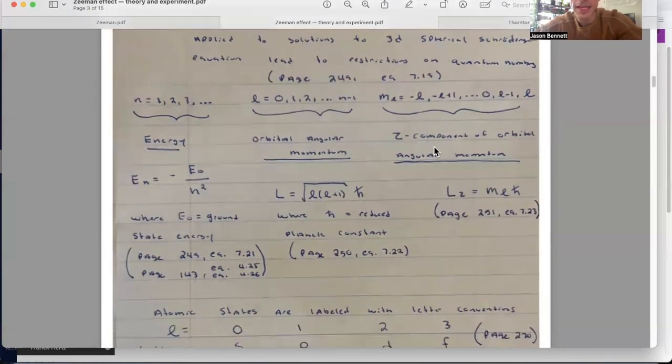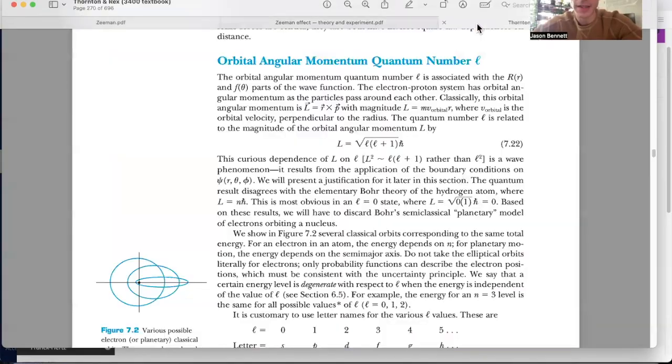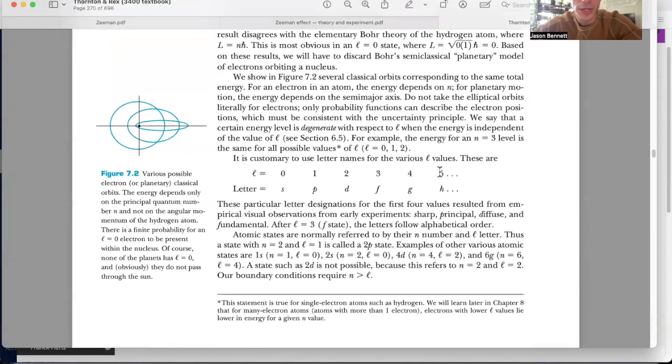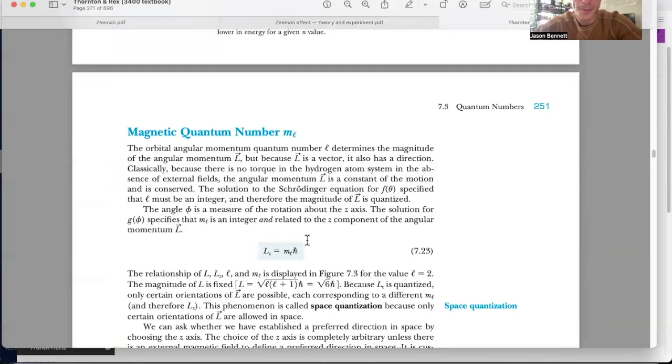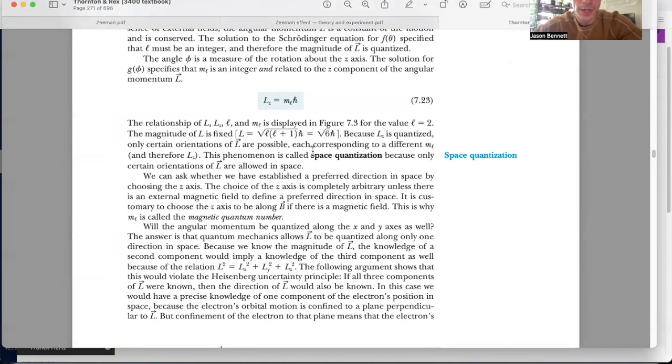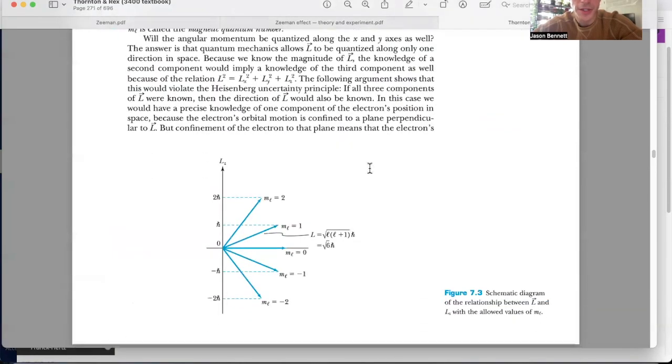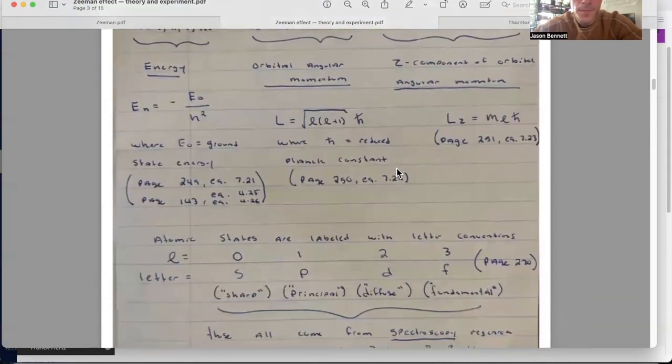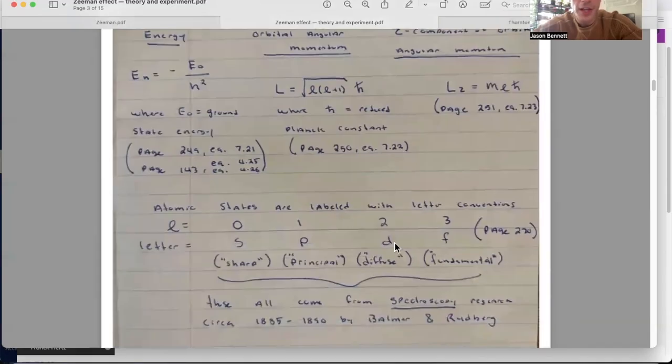And then the Z component of the angular momentum, this is the magnetic quantum number. So that's mostly what we're going to be working with today. That is 7.23 right here. Pretty interesting phenomena here, space quantization. This is just kind of a nice lead-in, not necessary.